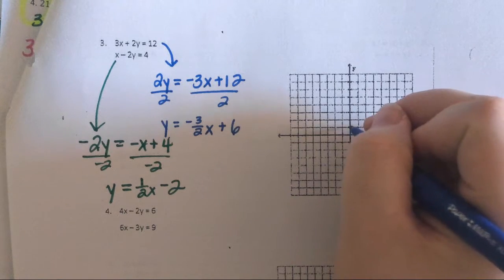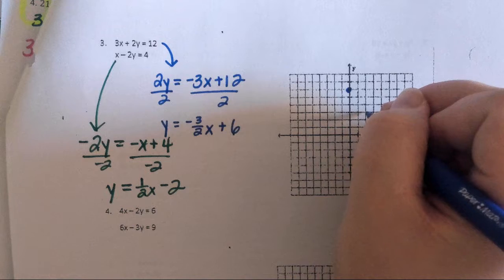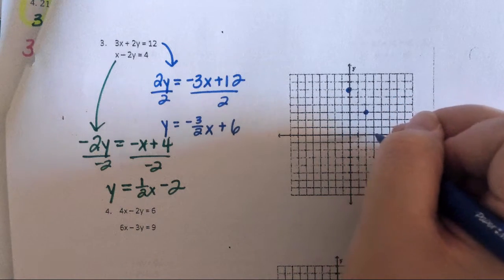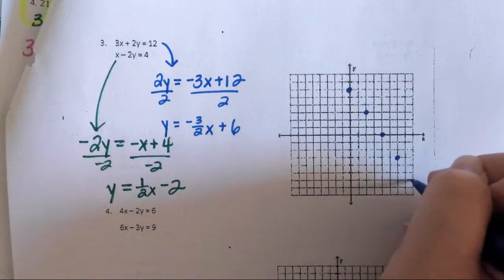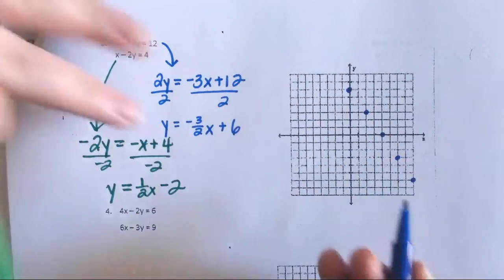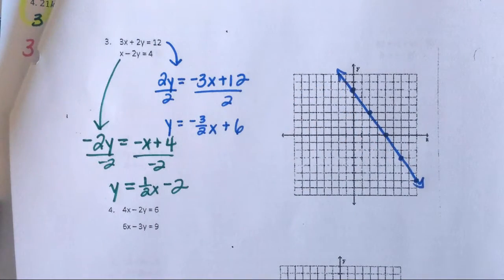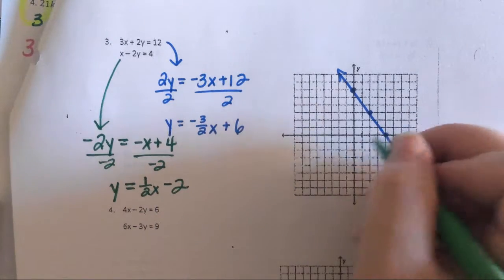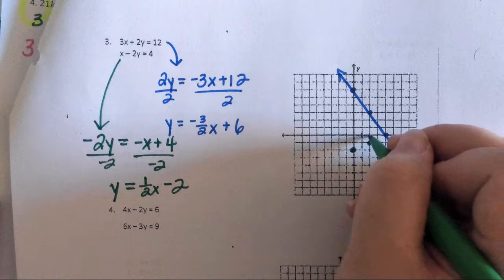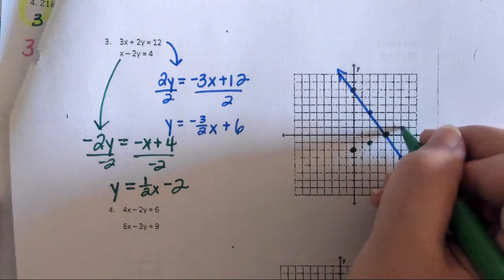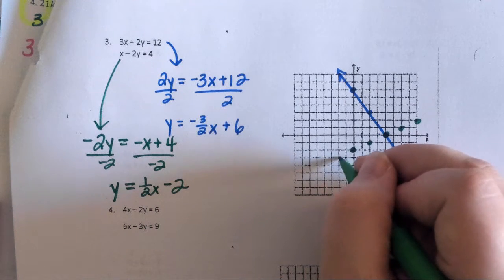Okay, so if I go up to 6, 1, 2, 3, 4, 5, 6, down 3, right 2, down 3, right 2, down 3, right 2, down 3, right 2. And I do my best to connect those dots. For the green line, I go down to negative 2. I put my intercepts. I count up 1 and to the right 2, up 1 and to the right 2, up 1 to the right 2. And I keep graphing, but at this point, you should have realized, hey, I know the answer.